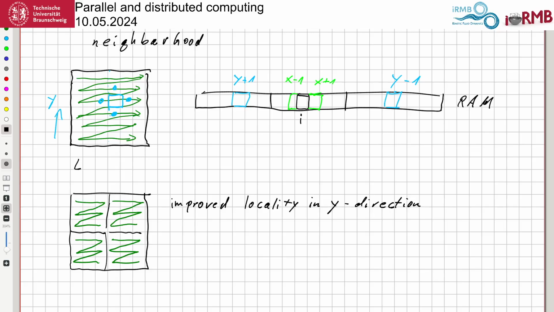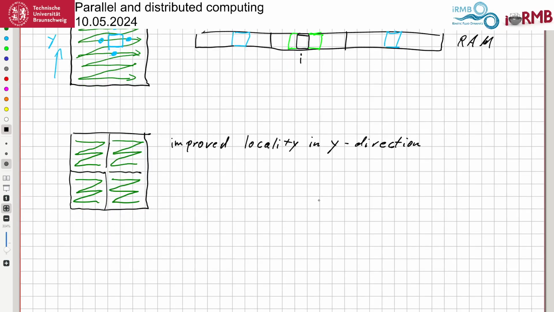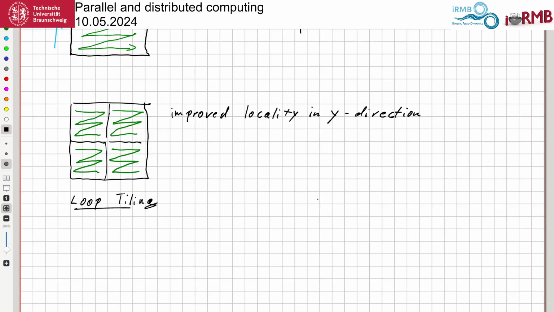Okay? So then I wanted to come to the next topic, which is loop tiling. So there are not only blocks, but also tiles. And the difference here is that instead of parallelizing the outer loop, we can also parallelize the inner loop.